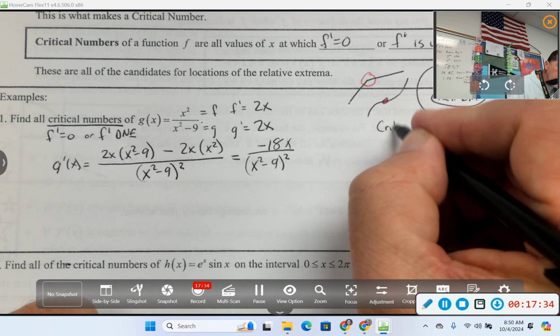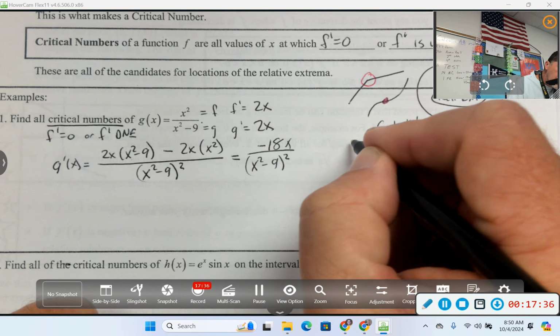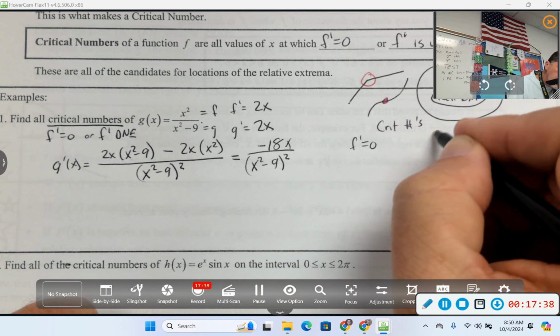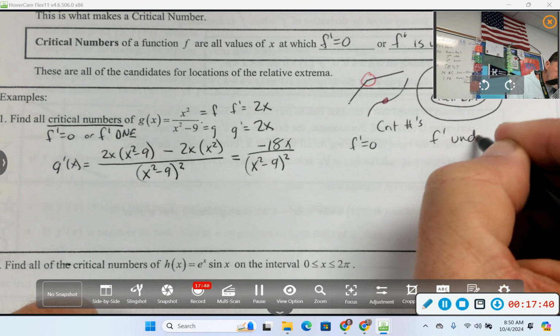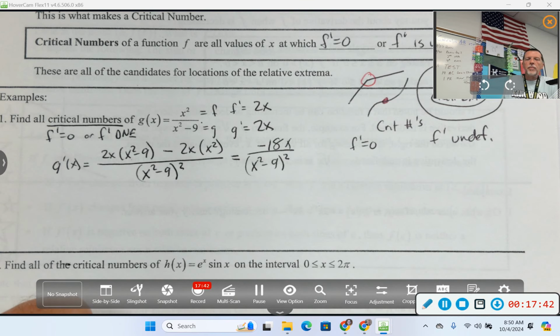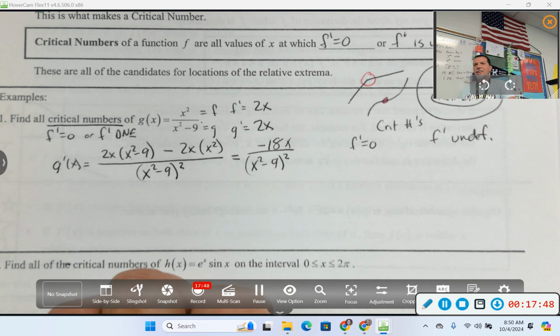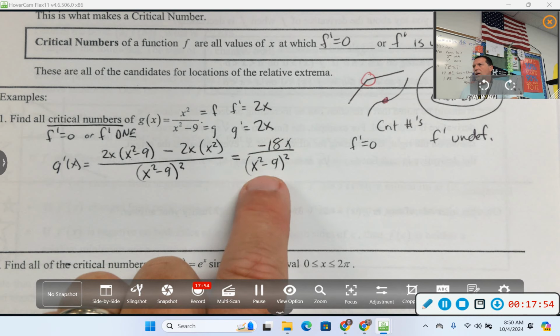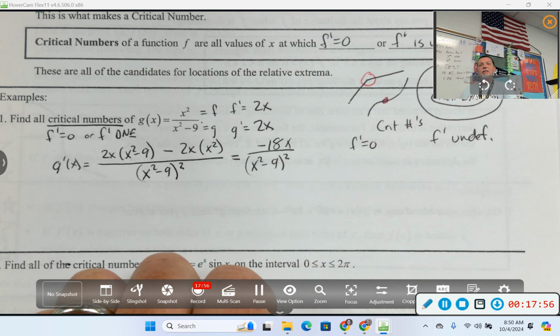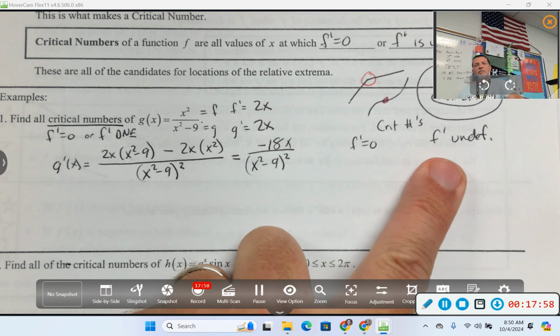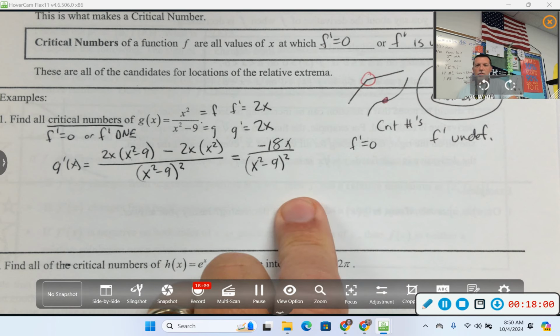Sort of two categories of critical numbers. There's f prime equals 0 and f prime undefined. What would make my fraction 0? This gets back to the thing that people get confused with about fractions. What makes a fraction 0? The top or the bottom or both? The top. What makes a fraction undefined? 0 in the bottom.